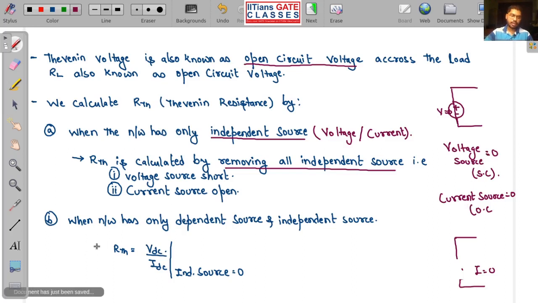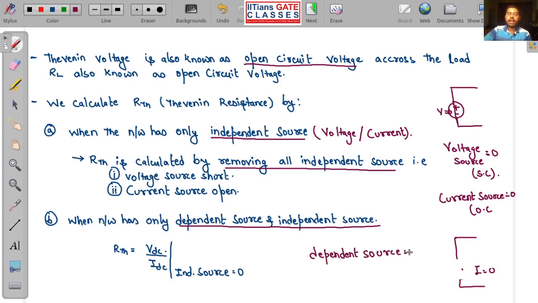Now what happens if your network has dependent, or dependent as well as independent sources? A dependent source cannot be there independently in the circuit. Why? Because all the dependent sources are basically functions of my independent sources.